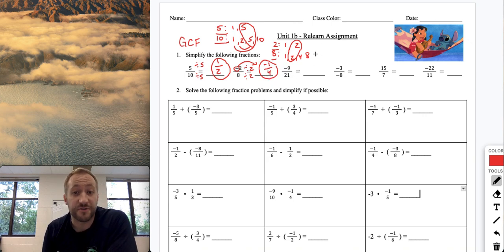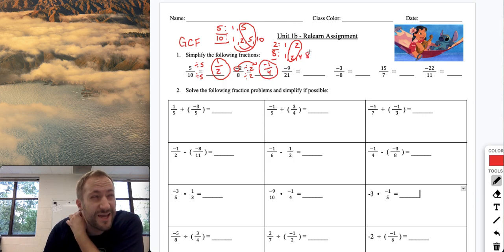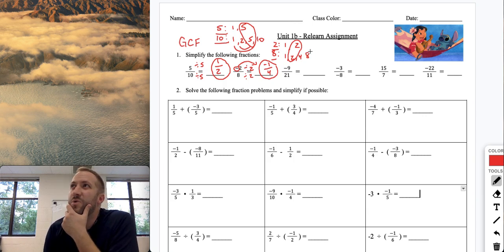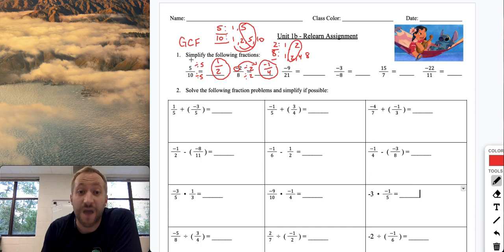The next one, -9 and 21. Again, you could write the factors of 9 and 21, but when I think about those, what number goes into 9 and 21? I think 3 goes into there. And sometimes I may not get the greatest common factor, and that's okay. You can simplify down in steps, and that happens. That's not a problem at all.